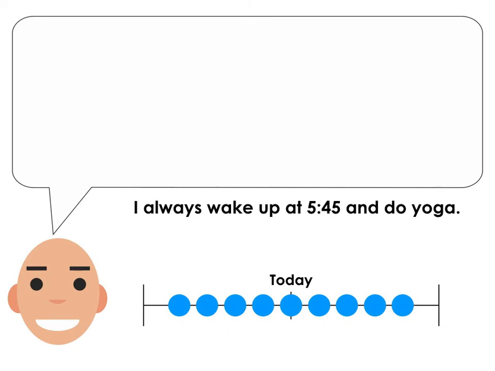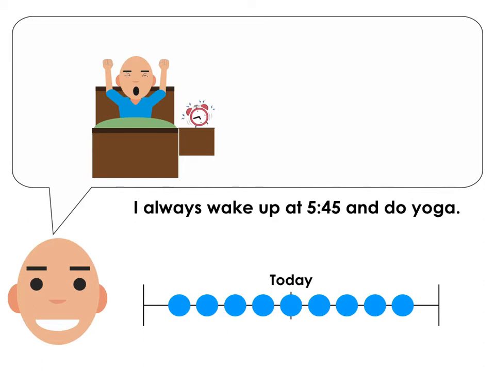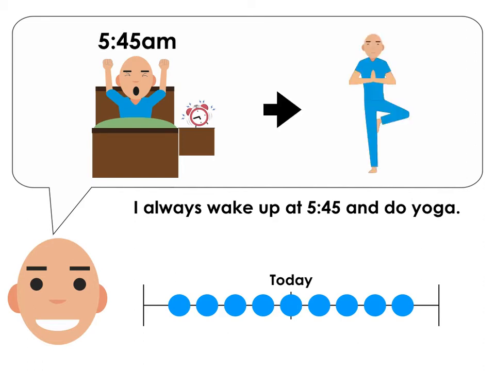So remember, here I said, I always wake up at 5:45 and do yoga. This means I woke up today at 5:45 and did yoga. I woke up yesterday at 5:45 and did yoga, and I will wake up tomorrow at 5:45 and do yoga. This is my routine, and I use the present tense, wake and do, to show this.